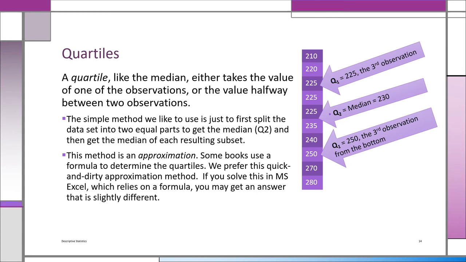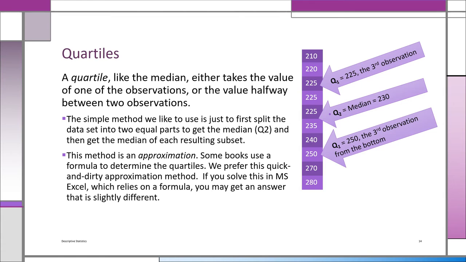Okay, we're going to look at a data set and see how we can get a quick and dirty approximation for the Q1 and the Q3. Look at this data set, 210, 220, all the way up to 270, 280, okay? You've got 10 numbers there. And if I ask you to get the median, which, by the way, is Q2, you know that if n is even, it's the average of the 2 middle values.